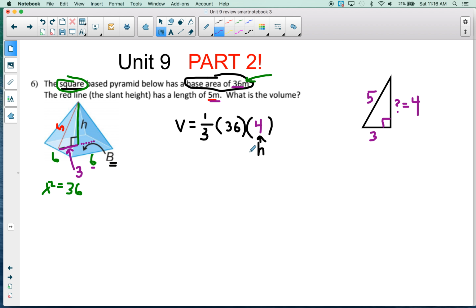So a third of 36 is 12. 12 times 4 is 48, right? So V equals 48 meters cubed. Don't forget the units. You're going to lose a point.